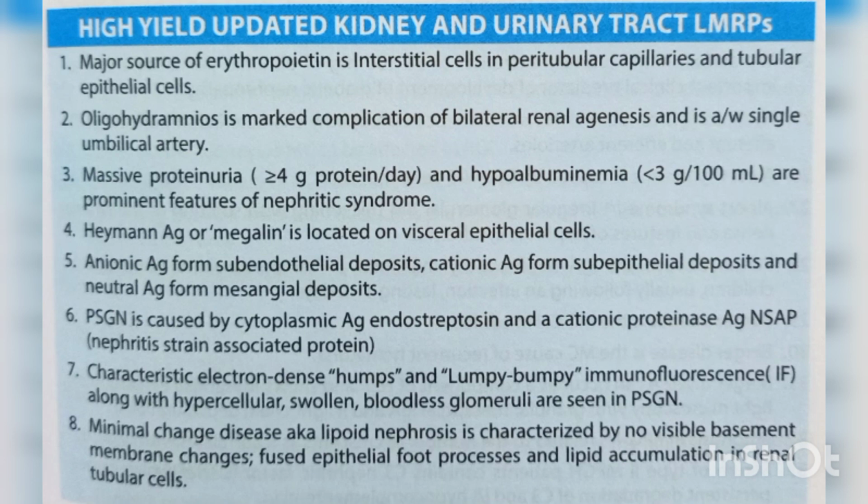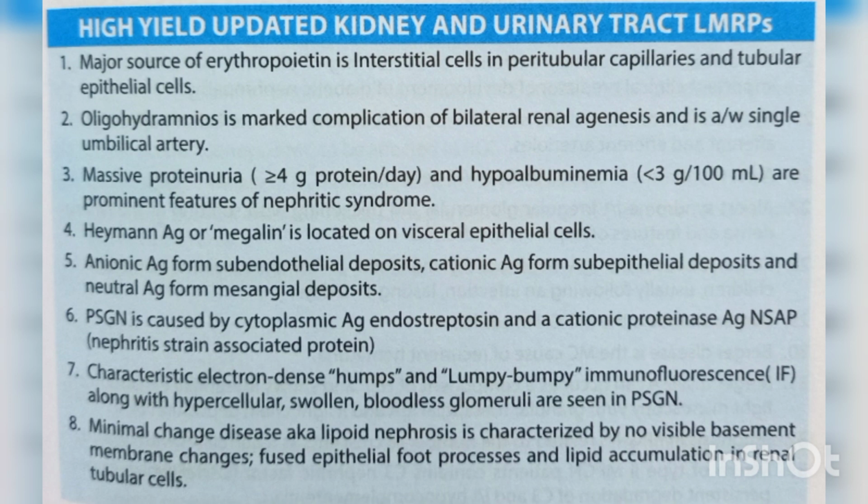The major source of erythropoietin is interstitial cells in peritubular capillaries and tubular epithelial cells. Oligohydramnios is a marked complication of bilateral renal agenesis and is associated with single umbilical artery. Massive proteinuria greater than or equal to 4 gram protein per day and hypoalbuminemia less than 3 gram per 100 ml are prominent features of nephrotic syndrome.